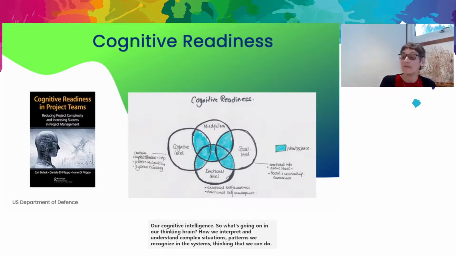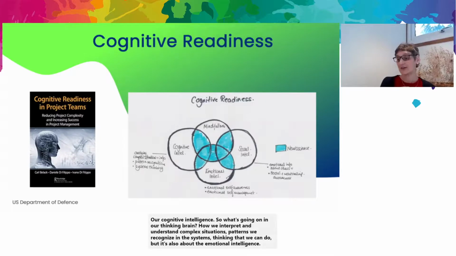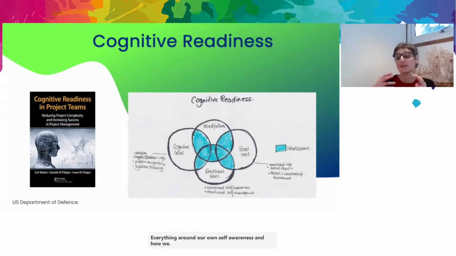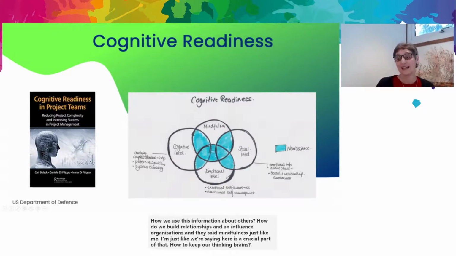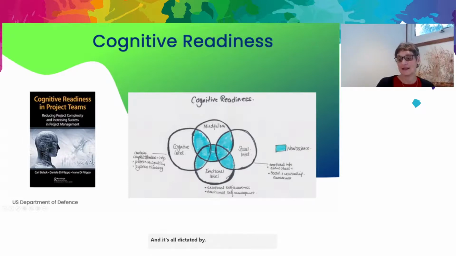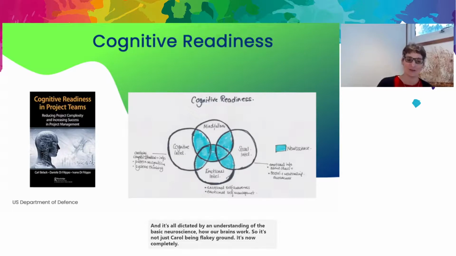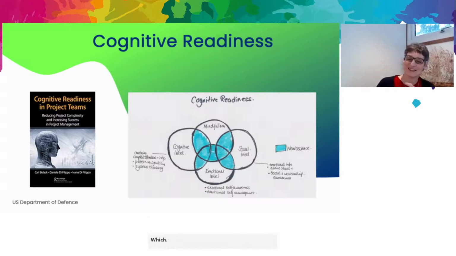But it's also about the emotional intelligence, everything around our own self-awareness and how we manage our emotions, and social intelligence, how we use this information about others, how do we build relationships and influence organizations. And they've said mindfulness, just like me, and just like we're saying here, is a crucial part of that, how to keep our thinking brains online. And it's all dictated by an understanding of the basic neuroscience, how our brains work. So it's not just Carol being on flaky ground. It's now completely in parallel, I want to say very well documented, which was really lovely for me to see. So when Carl, one of the authors of this book, got in touch with me, I was so thrilled.